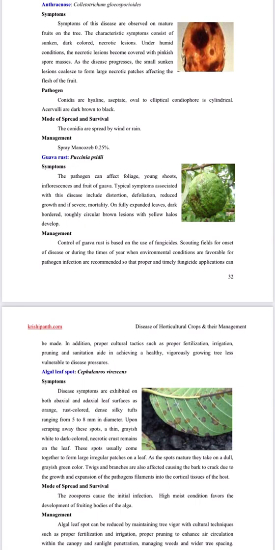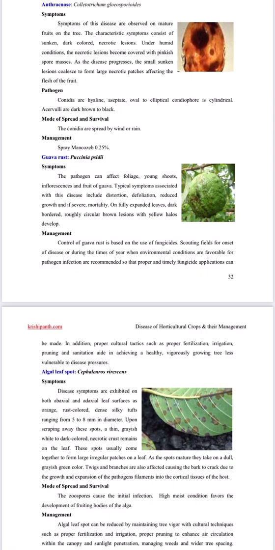The next is fruit canker or scab of guava. I will explain the importance of fruit canker or scab of guava. Scab is one of the most common diseases of guava, prevalent in all the guava growing areas across the globe. It affects all the developmental stages of guava fruit.